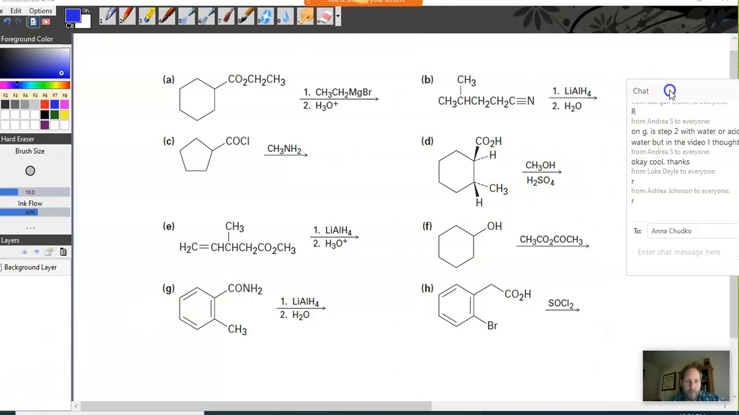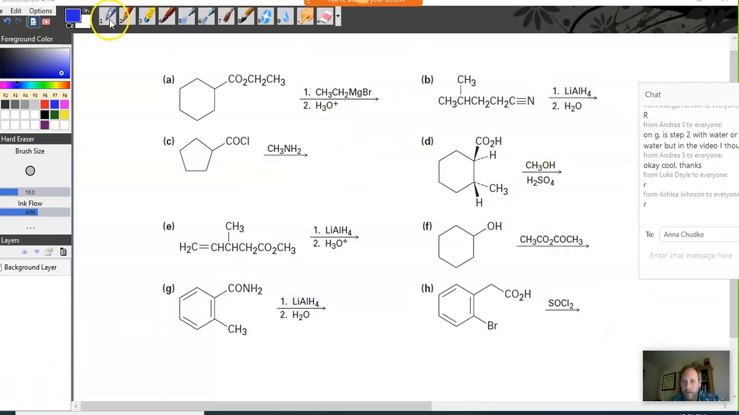All right, good. Looks like you guys want to go through it. Okay, so the first one: this group is an ester. You have a cyclohexyl. I'm going to put CY for cyclohexyl, that's the shorthand for cyclohexyl. And then you have an ester with an ethyl group.